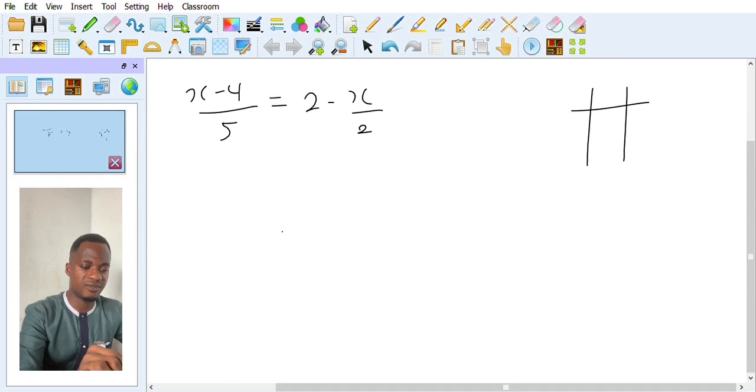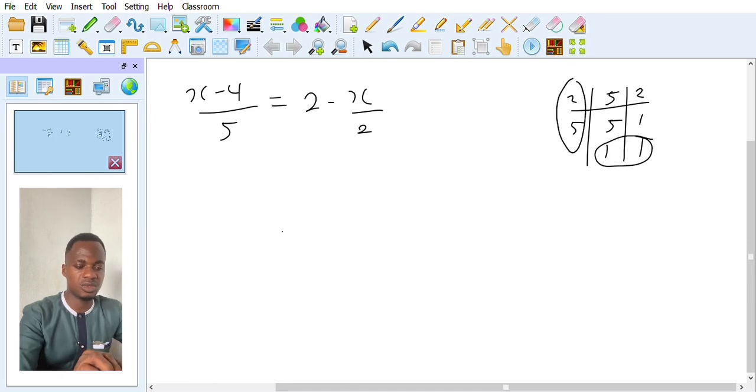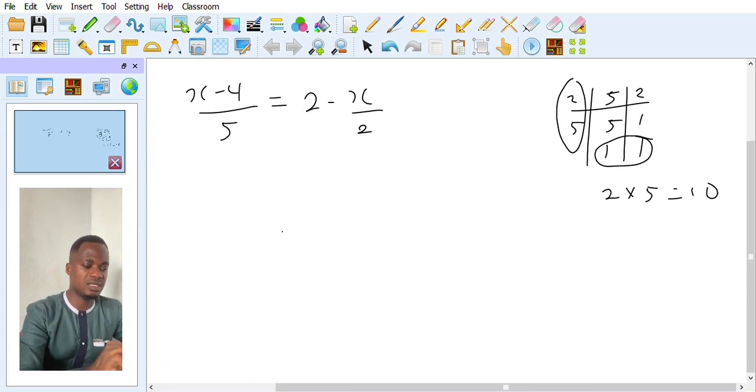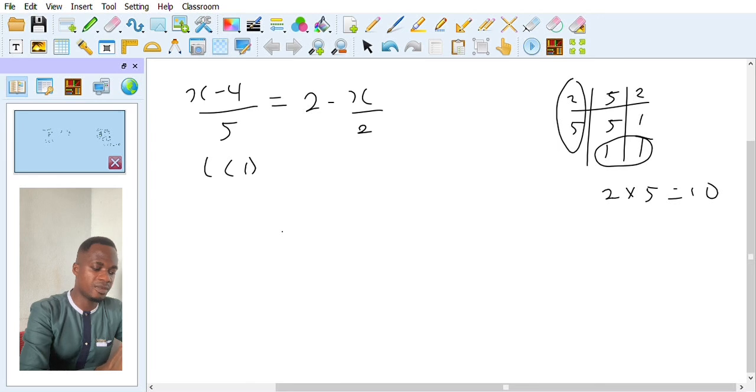The LCM of 5 and 2: we have 5 and we have 2. Here we can use 2 to divide. 2 cannot divide 5, so we still write 5. 2 divides 2 to give 1. We use 5 to divide: 5 divided by 5 gives 1, and we have 1 here. Once we have 1 and 1, the division is complete and we multiply the numbers we used to divide. That's 2 times 5, which gives us 10. So our LCD here is 10.